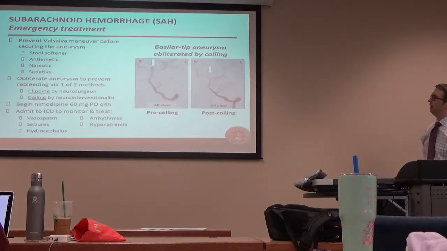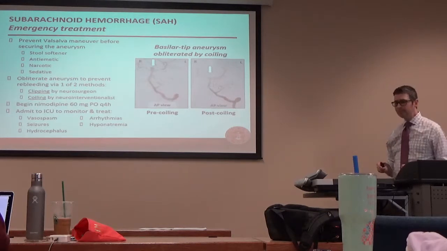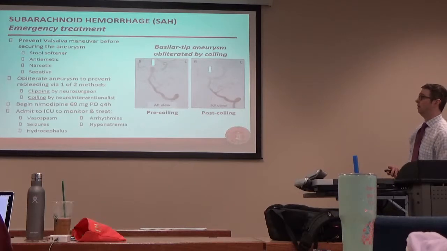So treatment to prevent rebleeding: you obliterate the aneurysm, clip or coil. If I had the choice, if I had an aneurysm, I'd want a clipping because that's permanent. With coiling, you can have residual aneurysm where you potentially would need further coilings or procedures down the road.